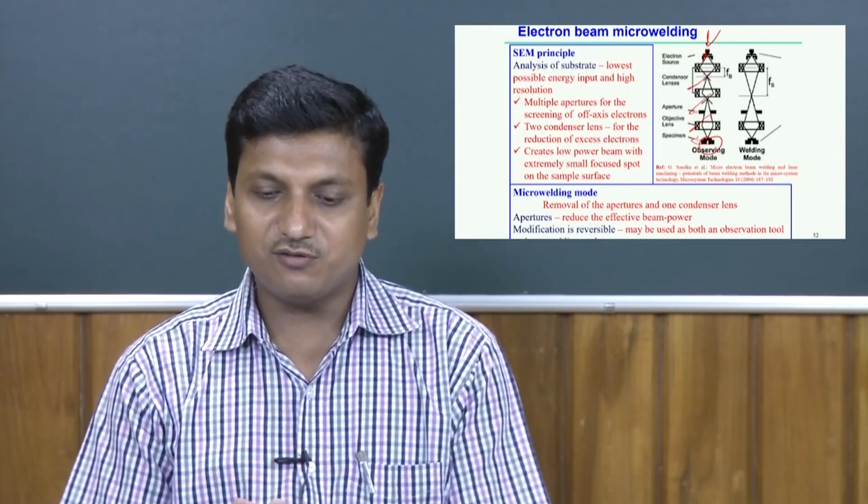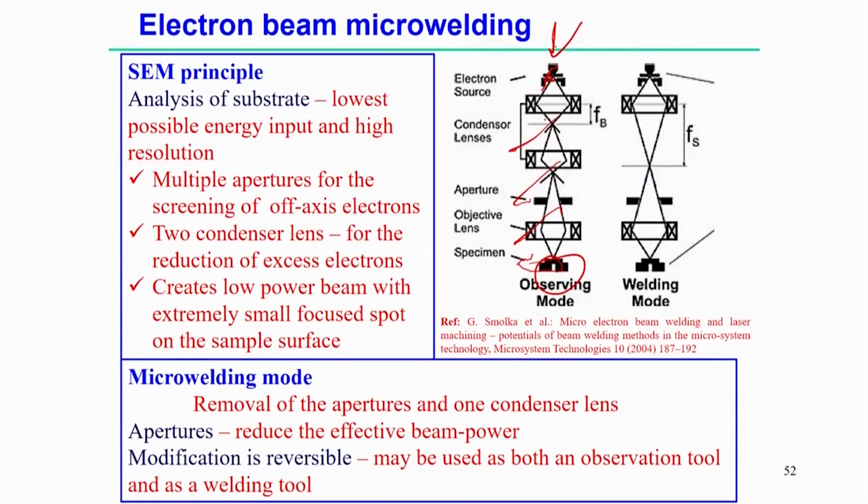But if you modify the scanning electron microscope in another way, to make it a micro welding mode, you remove the apertures and the condenser lens. Out of the two condenser lenses or more, if it is possible to remove all the condenser lenses and apertures, that makes it suitable for the micro welding application. So, for micro welding the optics is like this. The apertures reduce the effective beam power, so removing the apertures increases the effective beam power.